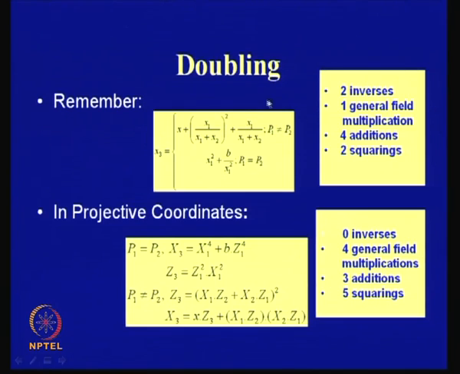For example, if you remember, in doubling, these were the corresponding equations in the Montgomery system. These are the values shown here: you need to do 2 inverses, 1 general field multiplication, 4 additions and squarings. If you convert this into projective coordinates by the previous transformations that we have seen, then you will see that you need to do 0 inverses. There are no inverses necessary, but you need to do an increased number of multiplication, addition and squaring operations. So, depending upon your m to I ratio, that is the number of multipliers in your inverses, this may become handy and may help to make your implementations more efficient.